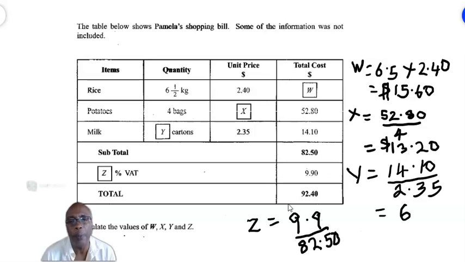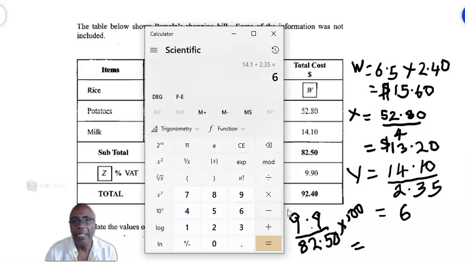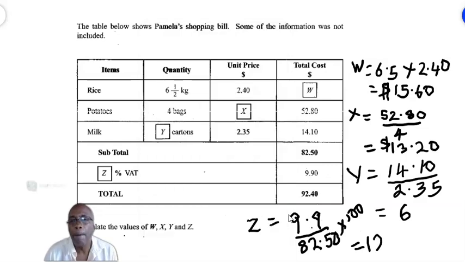And then to convert to a percentage, we multiply that by 100. Let's get our calculators. 9.9 times 100, bring the point forward 2 places. You'll get 990 and divide that by 82.5. And it is 12%. So Z is 12. The percentage VAT is 12%.